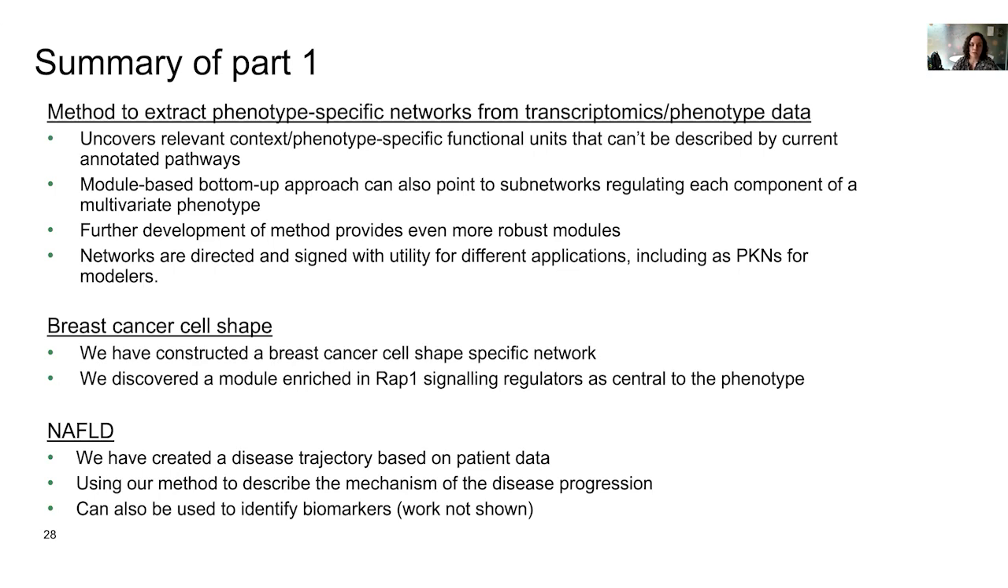I showed you two applications. One was in breast cancer cell shape, where we identified the breast cancer cell shape specific network and identified a module that was enriched in RAP1 signaling regulators as central to the phenotype. And I showed you an ongoing application on non-alcoholic fatty liver disease, where we created a disease trajectory based on the patient data, and we're using our method to identify the mechanism of the disease progression. And so this is the first part.